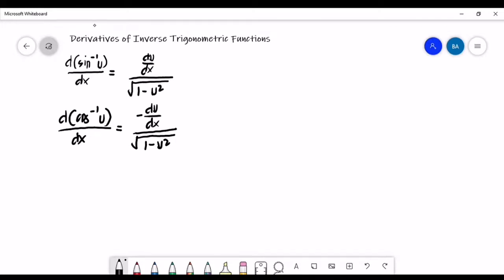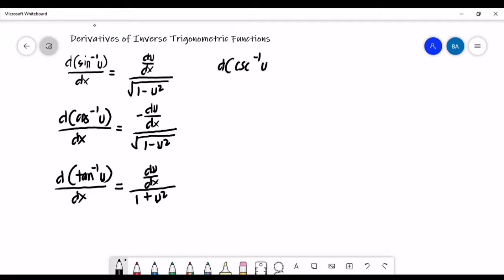Also, the derivative of arctangent u with respect to x. This equals du/dx over 1 plus u squared. Next is, let's try the arc cosecant. The derivative of arc cosecant u with respect to x.